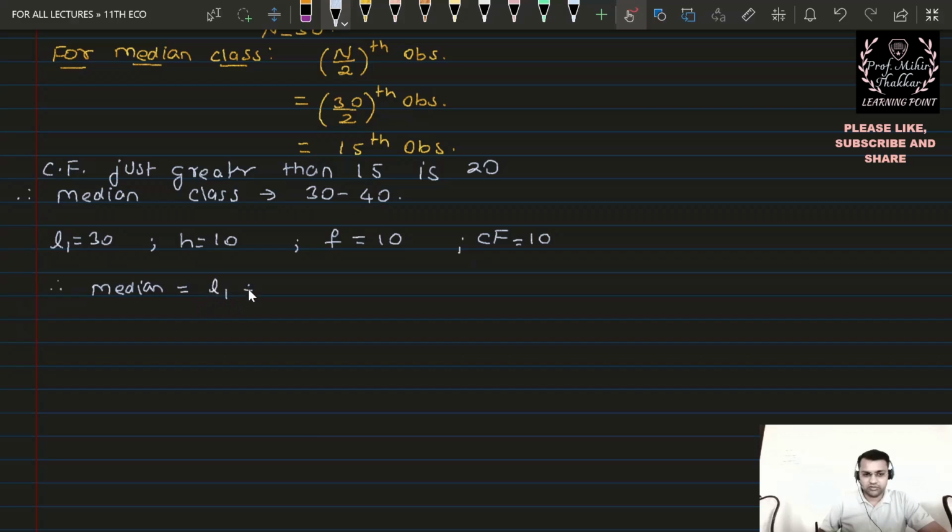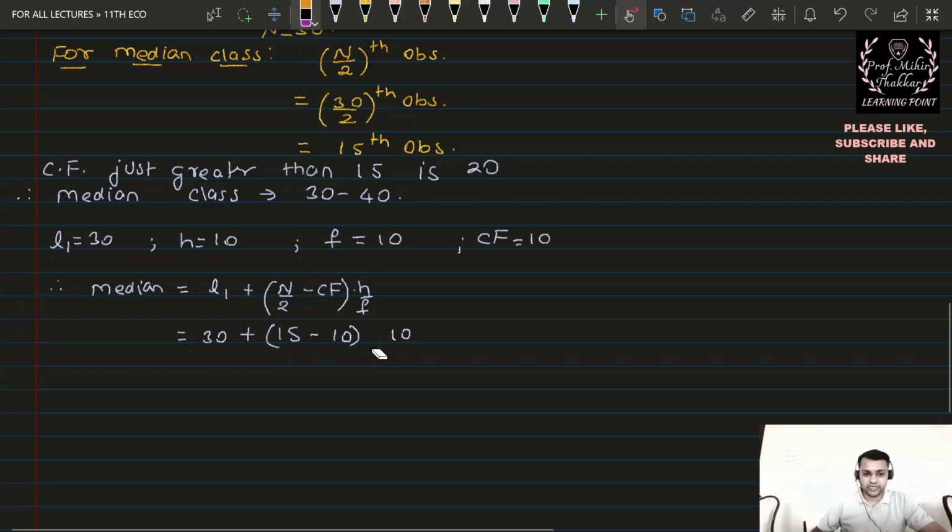median is equal to L1 plus N by 2 minus CF multiplied by H by F, where L1 is equal to 30, N by 2 is 15 that we have already calculated, CF is 10, multiplied by H is 10, divided by 10 again. So it becomes very simple, this both gets cancelled off, 30 plus 5, which comes out to be equal to 35.